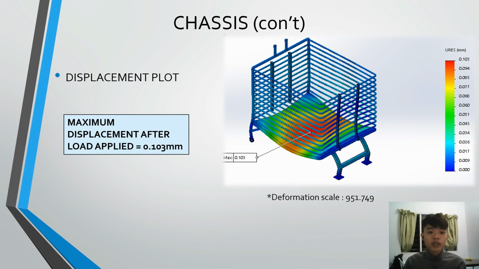Next, the result from the displacement plot shows the deformation result of the chassis with a deformation scale of 951.749. The area in red color contour represents the segment of the chassis displaced the most, which is only 0.103 mm after being loaded. This shows that the design structure of the chassis is significantly safe to withstand the load without any crucial deformation.